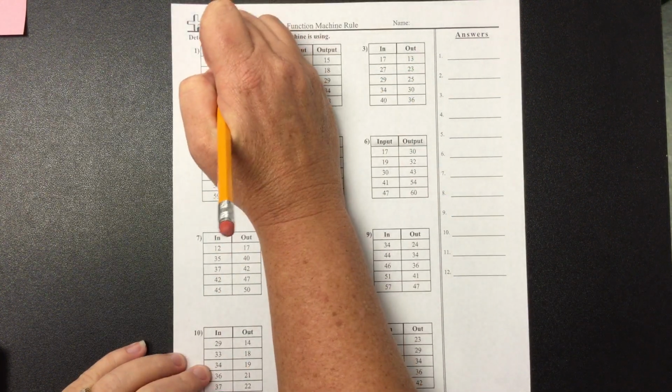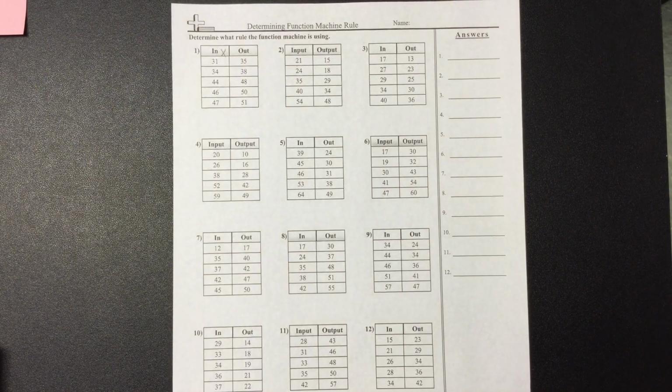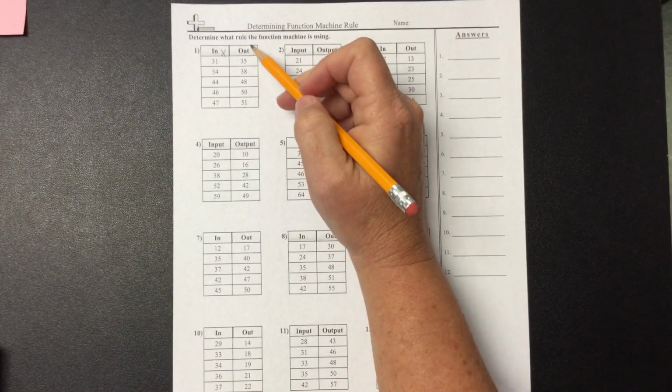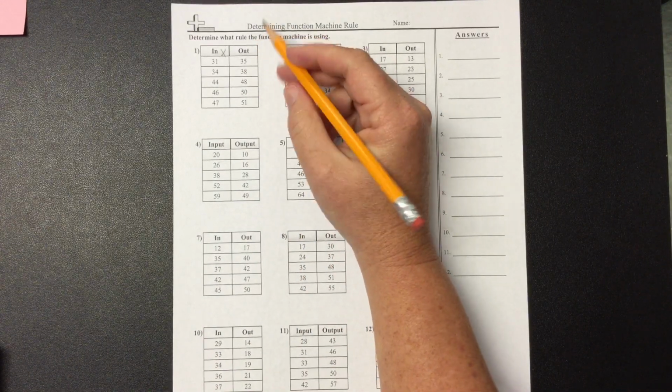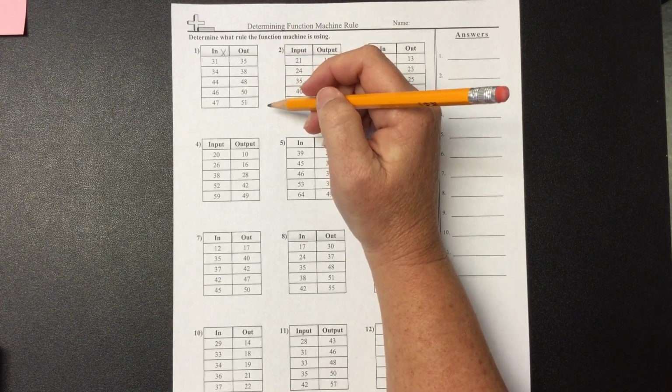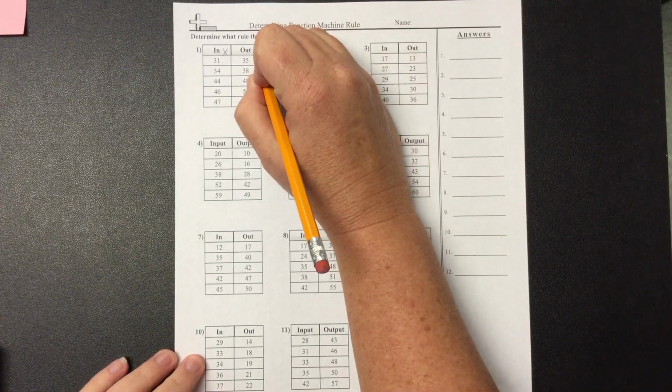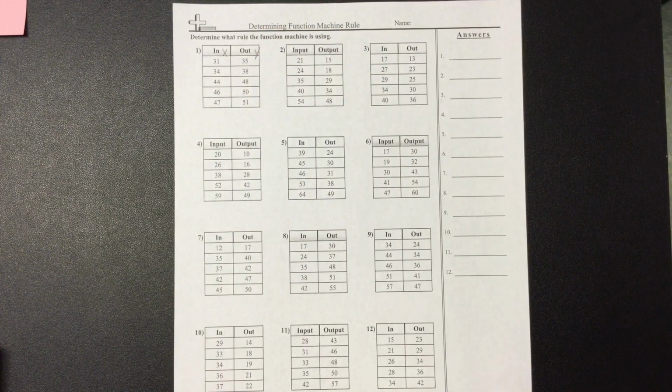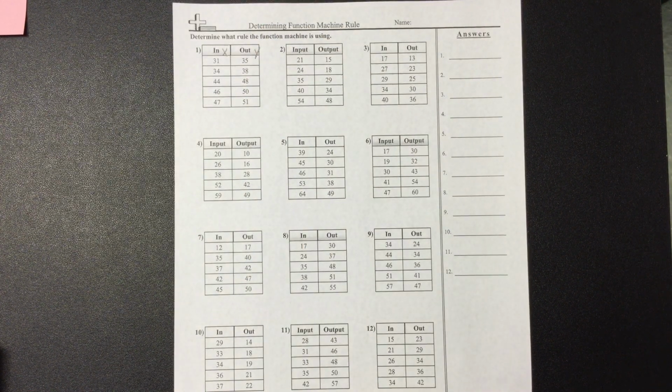X. I'm going to put that on my table so that I know that all of those values are my X values or my independent value. What about my output? McKenna? Y. This is going to be my Y. So if you did not already do that, you need to do it now.